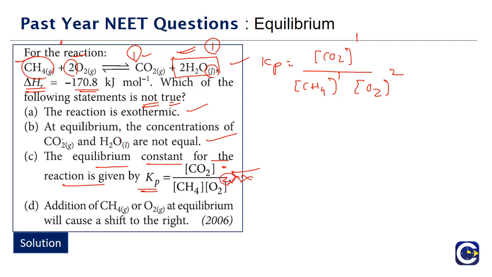Clear? So we are looking for which of them is not true. So this is the one that is not correct. We can look at option D also. What is option D? Addition of CH4 or O2 at equilibrium will cause a shift to the right.